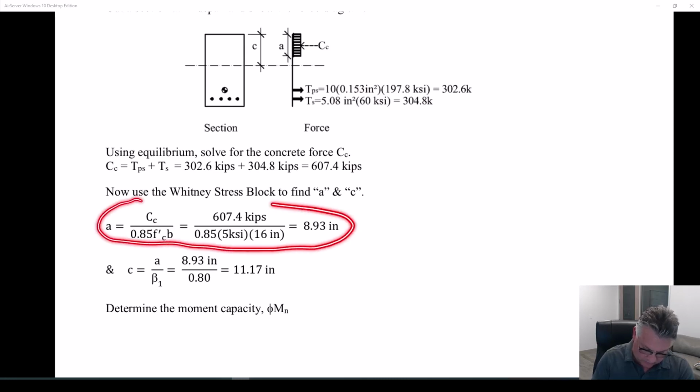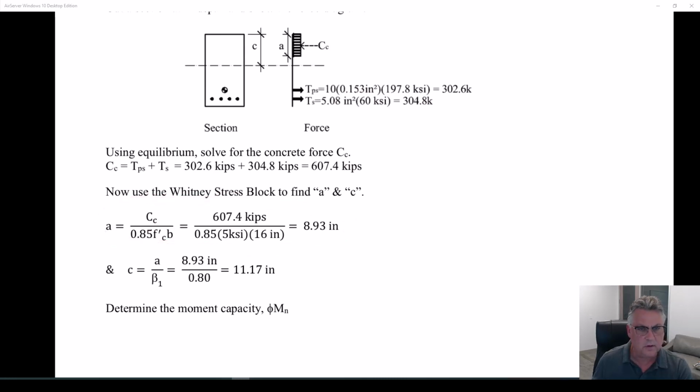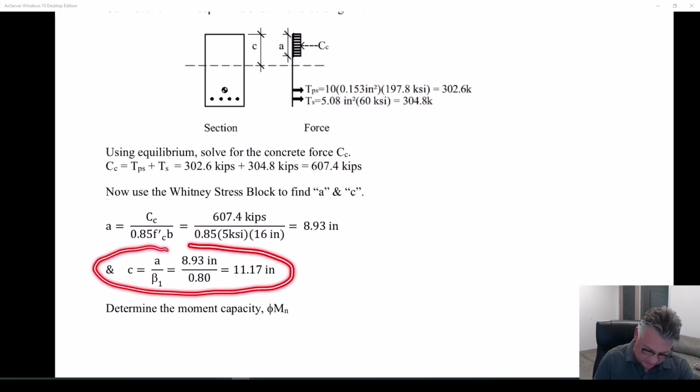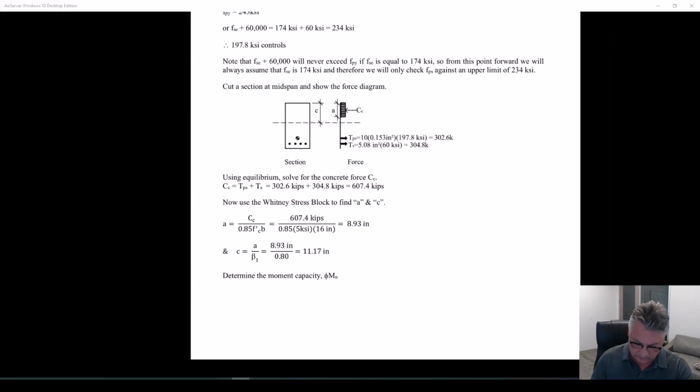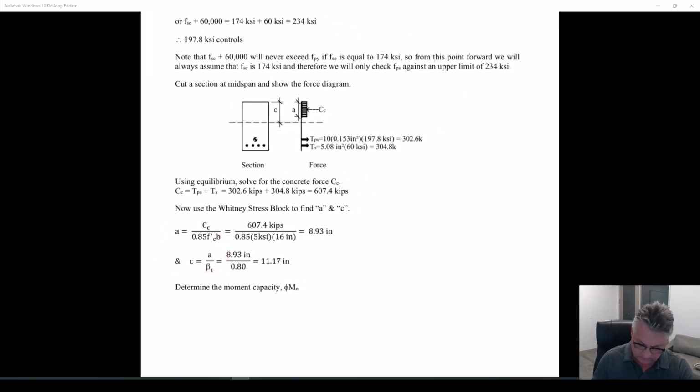From that, we always calculate a, the depth of the Whitney stress block. That tells us where that force is going to act. We also then need to calculate the neutral axis depth, so that we can check the strain in the reinforcing steel. If we had compression steel, we'd need to check that strain. We need to check the strain in the maximum tension reinforcement, to make sure that it's tension controlled. So that's the reason we need the a and we need the c.